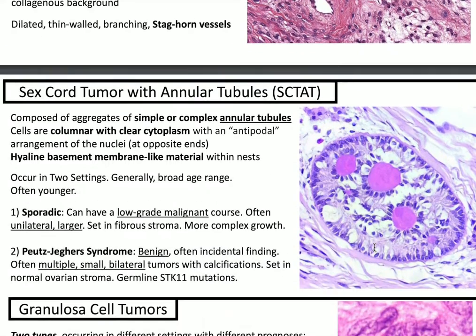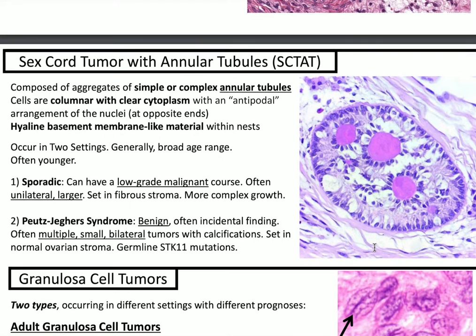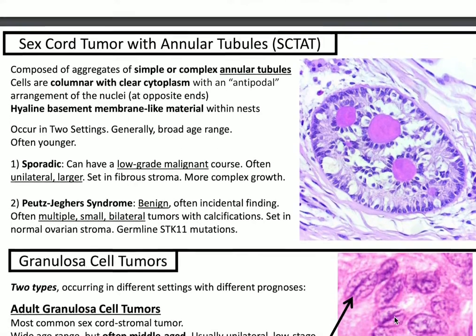SCTAT, sex-cord tumor with annular tubules. You have hyaline basement membrane-like materials. Cells have clear cytoplasm. It can be sporadic or it can be associated with Peutz-Jeghers syndrome, germline STK11 mutation.